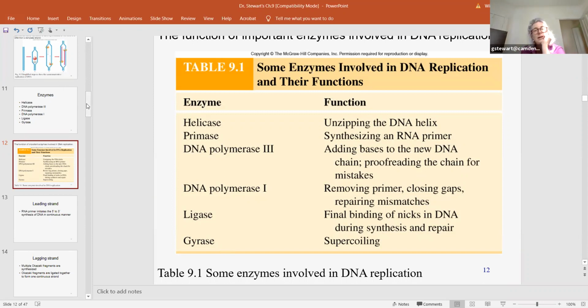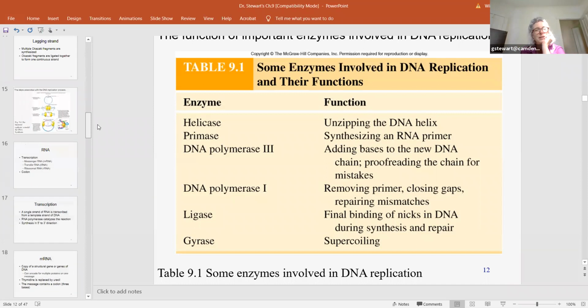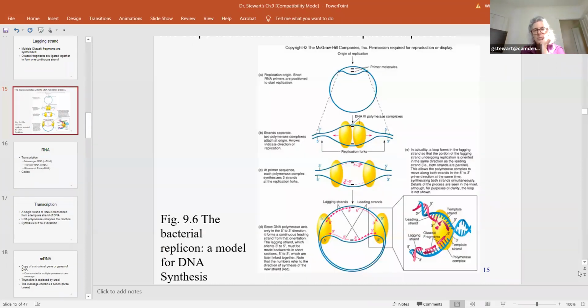So what we need to talk about next is how the DNA is replicated. And I'm going to show you this picture real briefly, and then I'm going to draw something very different on my little chalkboard, if I can, about replication.